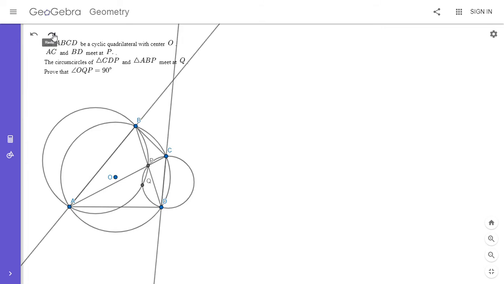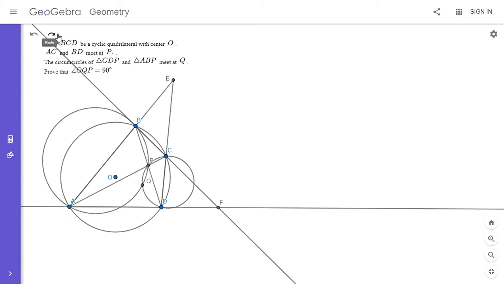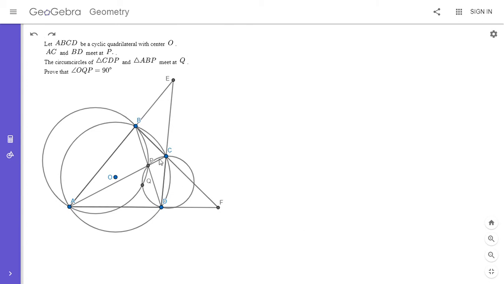So if I extend AB and CD, and I let them meet at point E, and then I also extend AD and BC, and I let them meet at point F, then Bricard's polar theorem says that EP is the polar of F. So that means OF is perpendicular to EP.